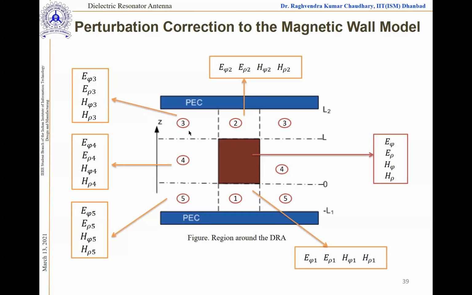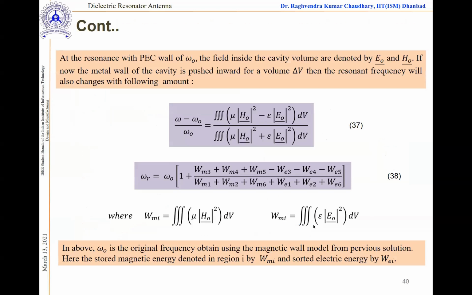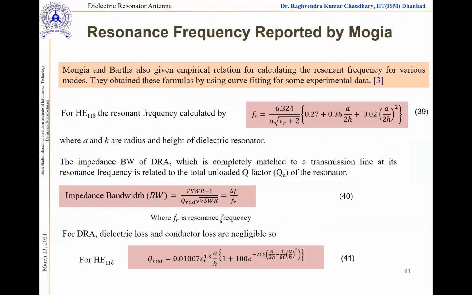Instead of making 2 regions, they made the number of regions 1, 2, 3, 4, 5, 6, 7, 8, 9. Nine regions are there, and based on that they used the cavity perturbation formula. I believe you must have seen this formula. They calculated the energies in different regions and tried to fix these things. This is the formula I have already shown you. This was done by Monge, but it has certain limitations.